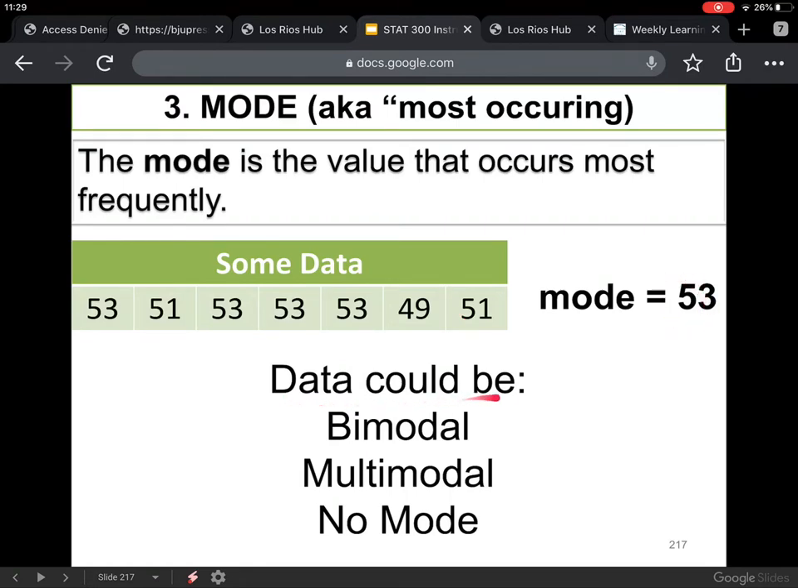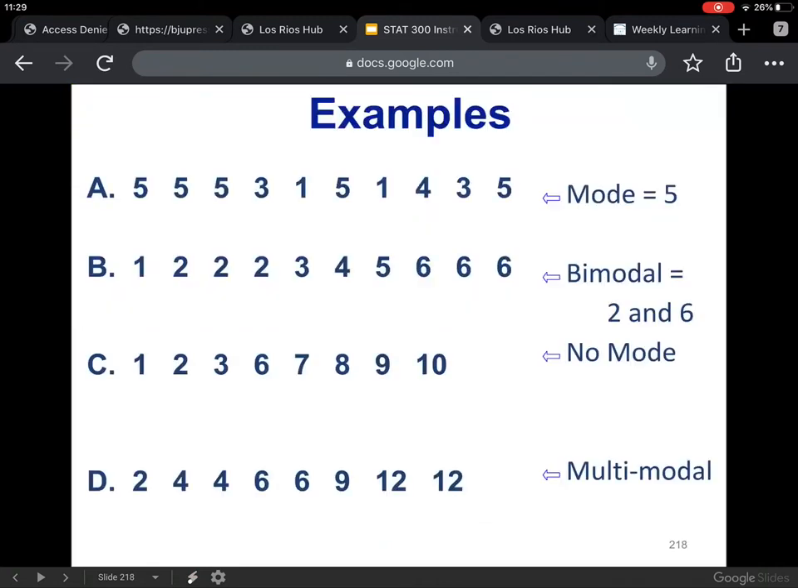Please note that the data could be bimodal. The prefix bi means 2. There could be 2 frequently occurring values. It could be multimodal, meaning there are several, more than 2. And some people also classify that there is no mode when all of the values have the same amount of occurrences. Okay, let's take a look at some examples here.